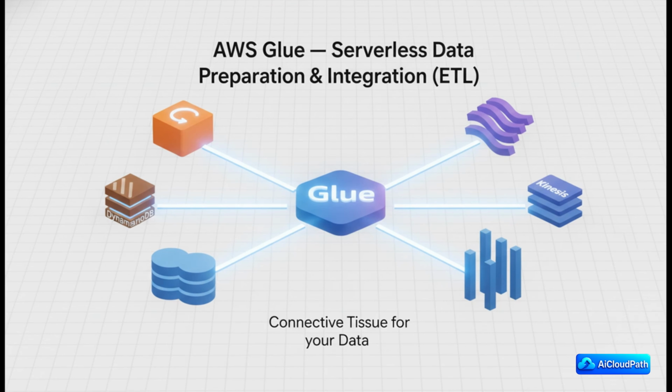And that is exactly where AWS Glue steps in. It's built to be the connective tissue for your entire data universe. It's that one central service that can go out, find, prepare, and then integrate all those different sources for you.